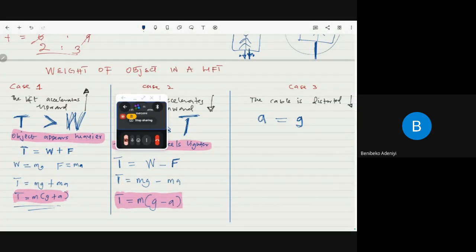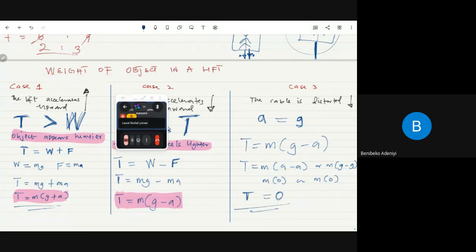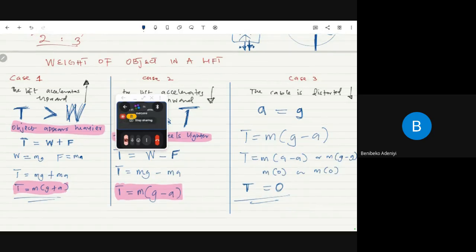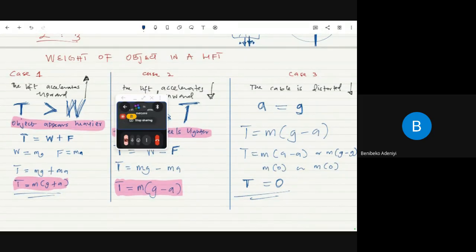So because it's coming down, we are going to use the formula T is equal to M into bracket G minus A. Now this A, we already said this is G. So if you substitute, you can say T is equal to M into bracket A minus A, or M into bracket G minus G. So M times A minus A is 0, or M times G minus G is 0. So whatever the case is, the tension on the rope is going to be 0. There will be no tension on the rope. Don't forget what you're interested in is the tension on the rope, the force on the rope that's taking it up and down. Do you understand?